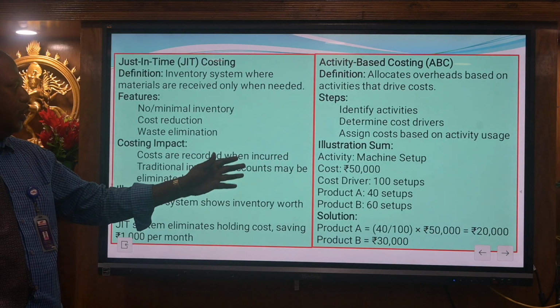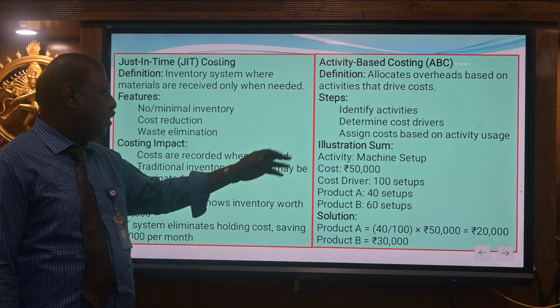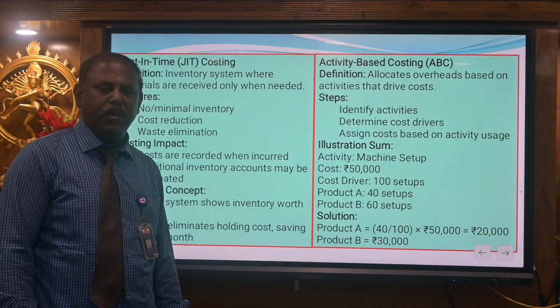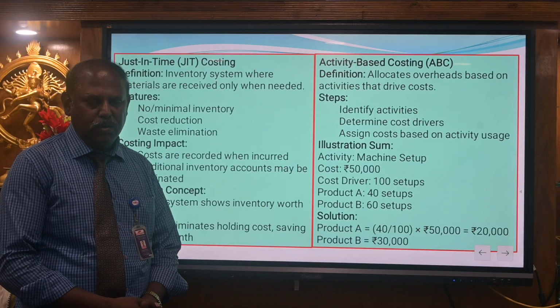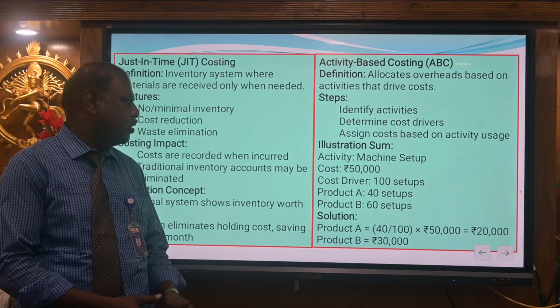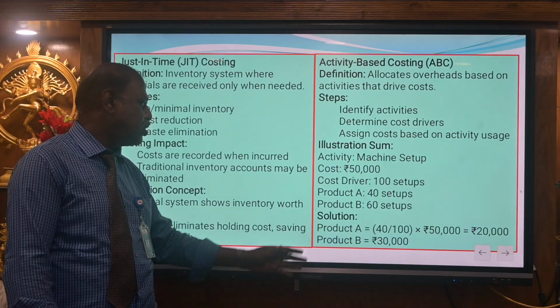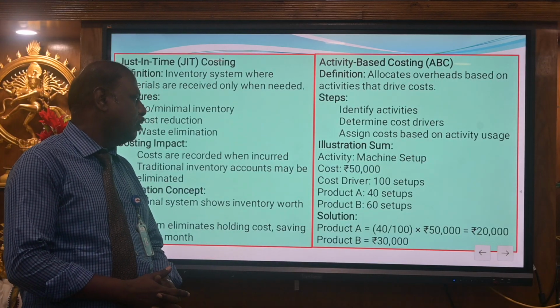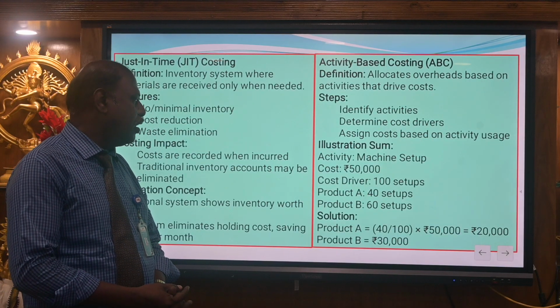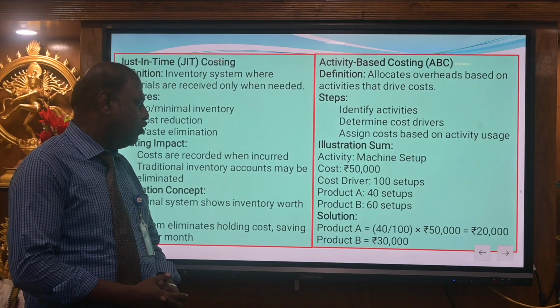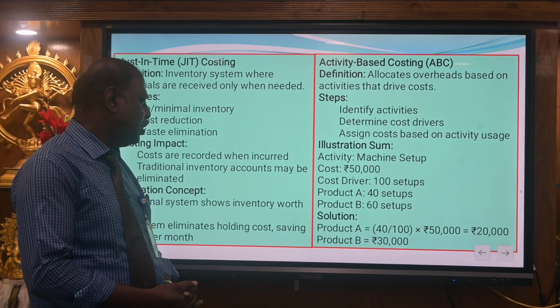Here we have an illustration. The first main activity given is machine setup. The cost of this activity is rupees 50,000. The cost driver is 100 setups. Then product A has 40 setups and product B has 60 setups.